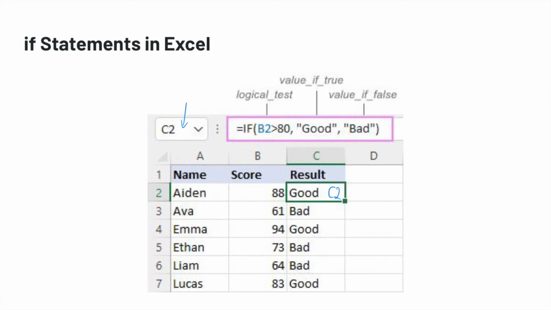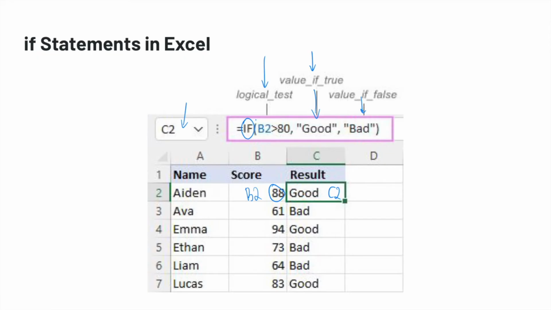And this says that if B2, so if this cell right here, is greater than 80, then the value of C2 should be good. If not, bad. So we have our if statement, we have some parentheses, and then we have our test right here. So this is our logical test using Boolean variables. Now, if that logical test evaluates to true, then whatever cell we're working in, that value is going to change to the first statement. And here it's a string, but in our previous example, it was an integer.